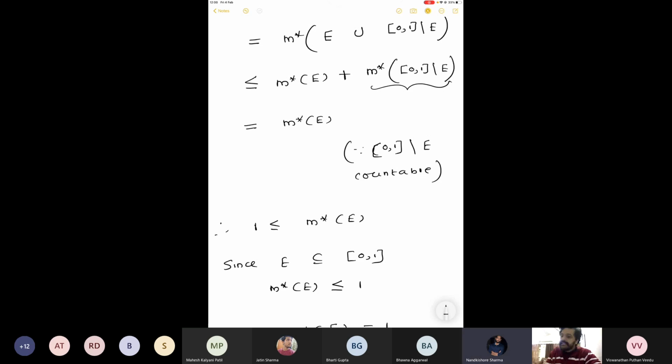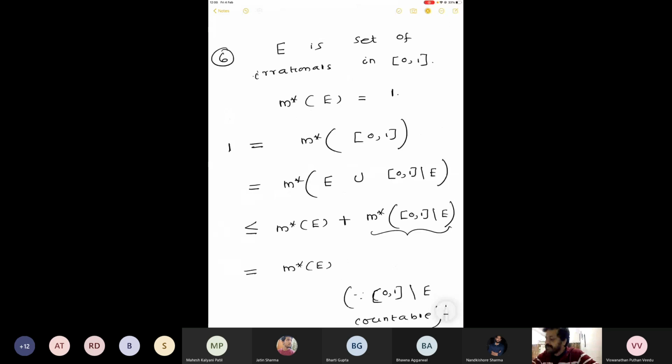Sir, can't we use the theorem that you have stated? The Lebesgue outer measure of an interval is equal to its length. That I have already used. 1 equal to m star of 0, 1. M star of 0, 1 is length of 0, 1, and length of 0, 1 is 1.